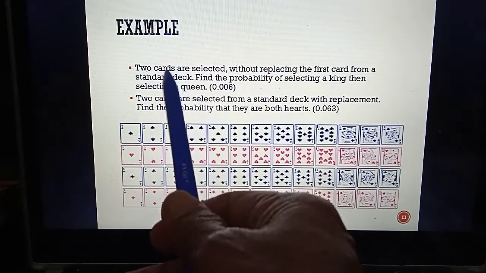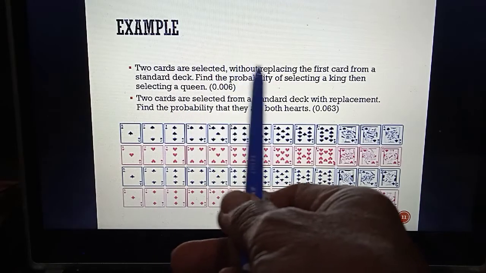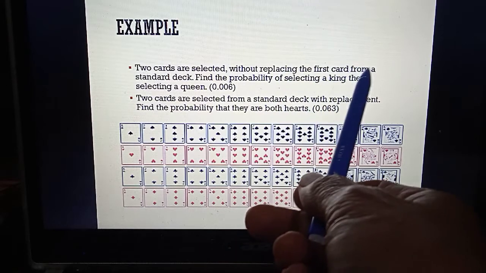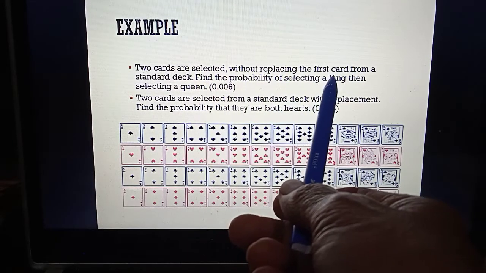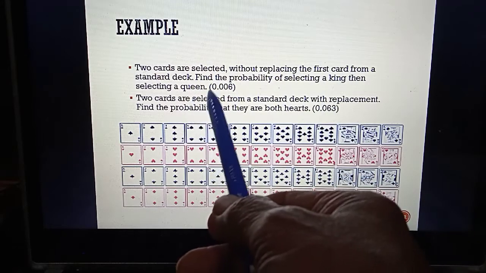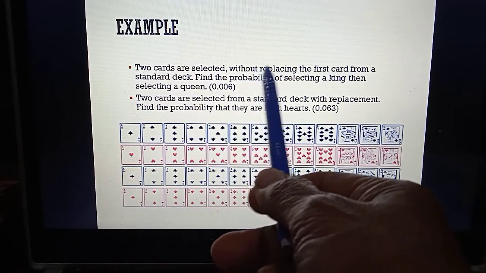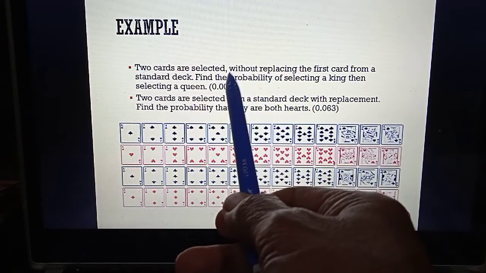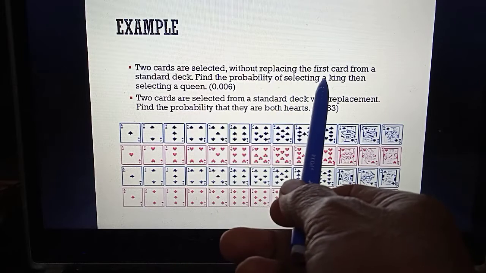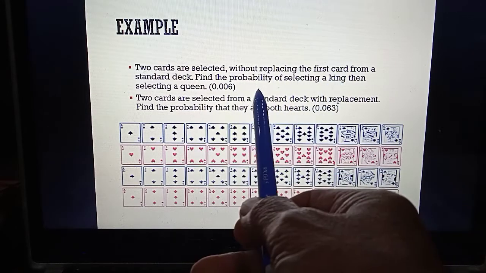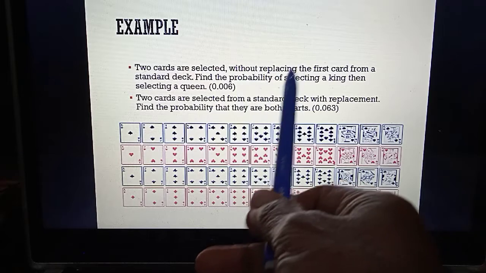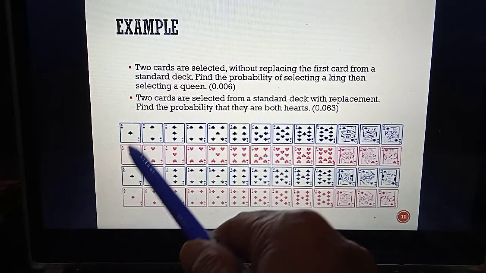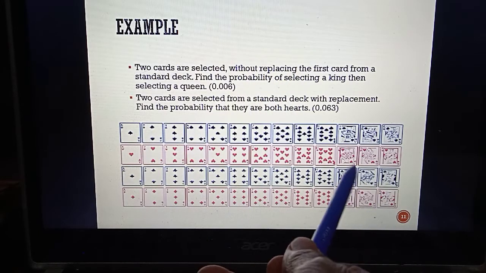Okay, example: two cards are selected without replacing the first card from a standard deck. Find the probability of selecting a king then selecting a queen. So now without replacing, maknanya bila first event kita keluarkan king, kita tak letak balik. So card untuk cabutan yang kedua akan kurang 1. All together card ni adalah 52.